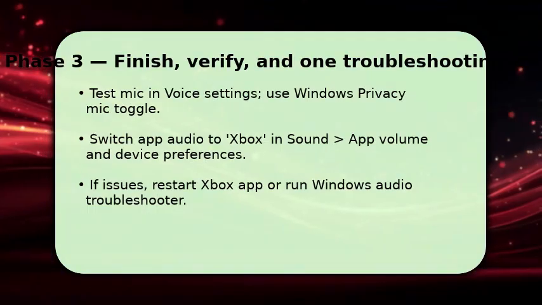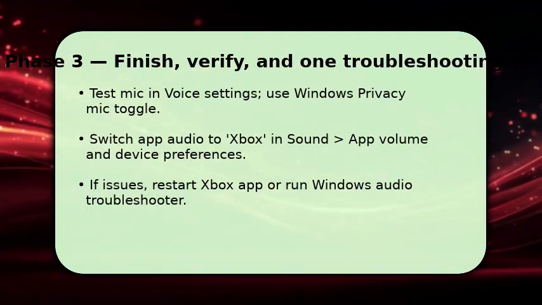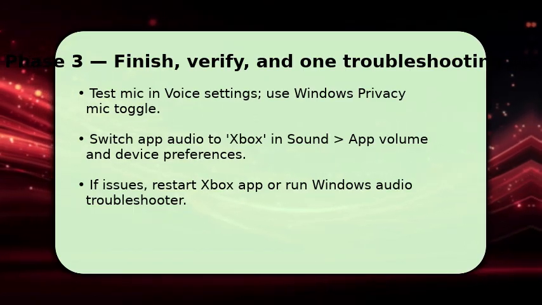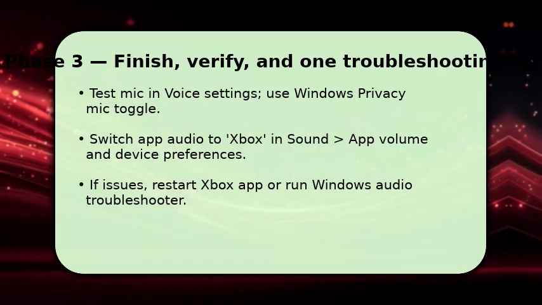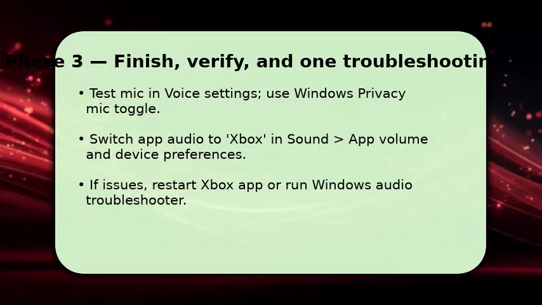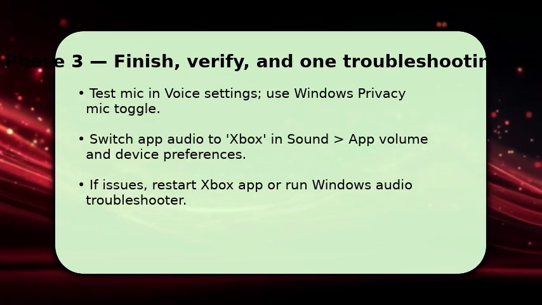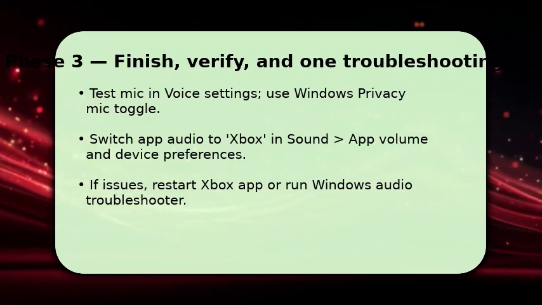Finish by testing your microphone inside the party, speak, check input levels, and make sure Windows privacy still allows mic use. If game audio competes with chat, open Sound app volume and device preferences to route app audio to your headset. If something goes wrong, first restart the Xbox app.